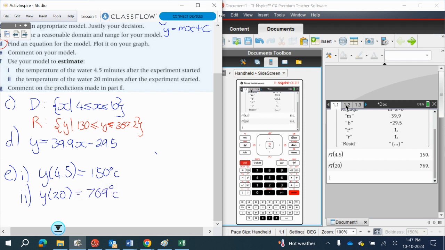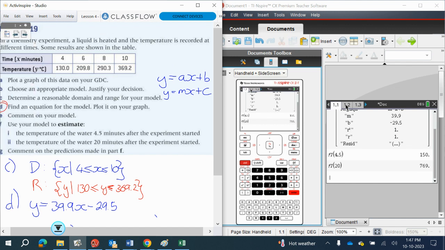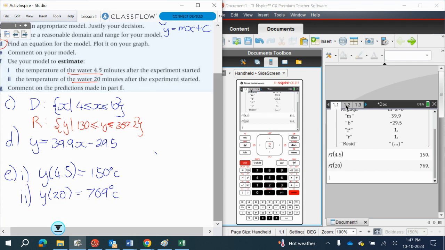Okay, now I can see where I'm getting confused. Here in the question, it's talking about a liquid being heated, and then in these questions, it's talking about water. Obviously this makes no sense, because water doesn't become 769 degrees. Other liquids can, though. Oils can. You can get an oil up to that kind of temperature.